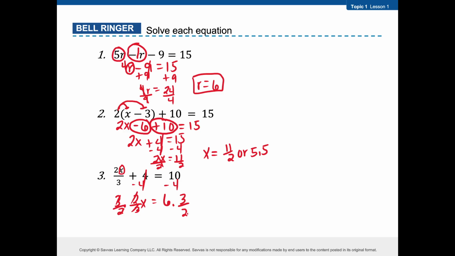Since I'm multiplying by a fraction, I can make 6 a fraction by putting a 1 underneath it. I can then simplify. 2 goes into itself once and into 6 3 times. So 3 times 3 is 9. X equals 9.